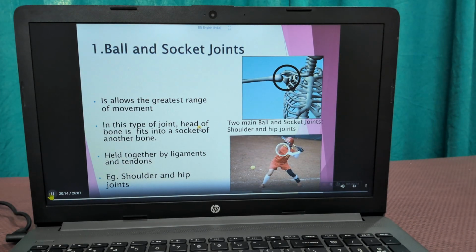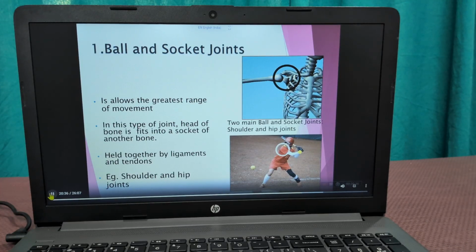It is also maintain what? Joint stability. So first we will discuss the ball and socket joint. It allows the greatest range of movement because we can move our shoulder in all directions. We can see that, 360. As you can see, there is a batsman. It allows him to move his hand freely.